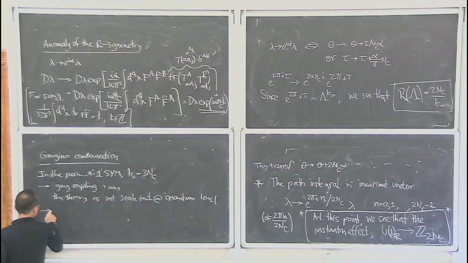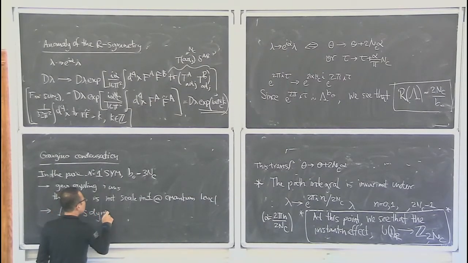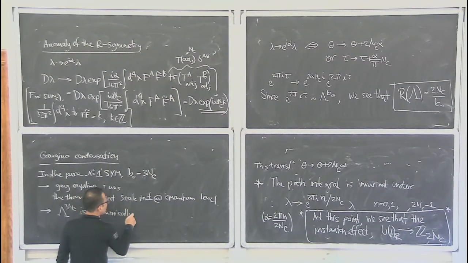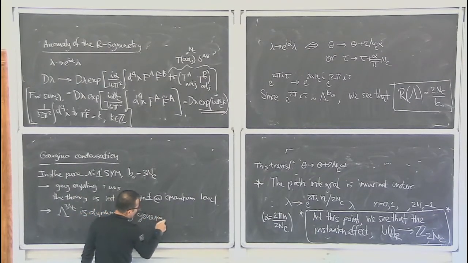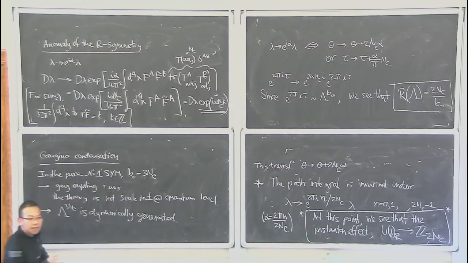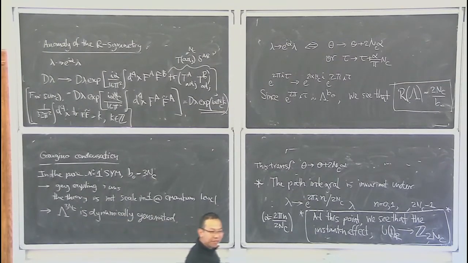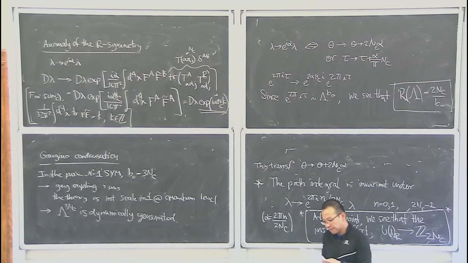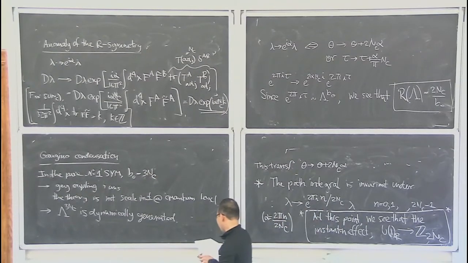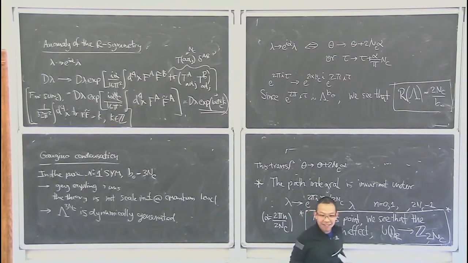Okay. And you expect that lambda to the 3nc is dynamically generated. This is expectation because you expect that lambda to the b0, and b0 is 3nc. So you expect that this is dynamically generated. Okay? How? Why? Which generates this scale? Okay, so we use the Seiberg trick here.